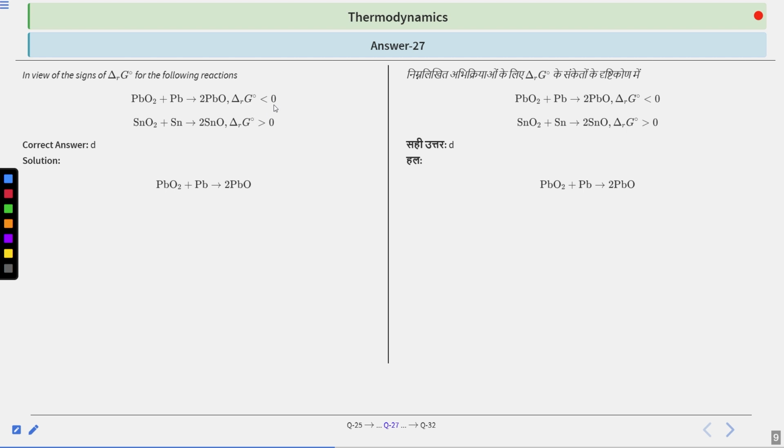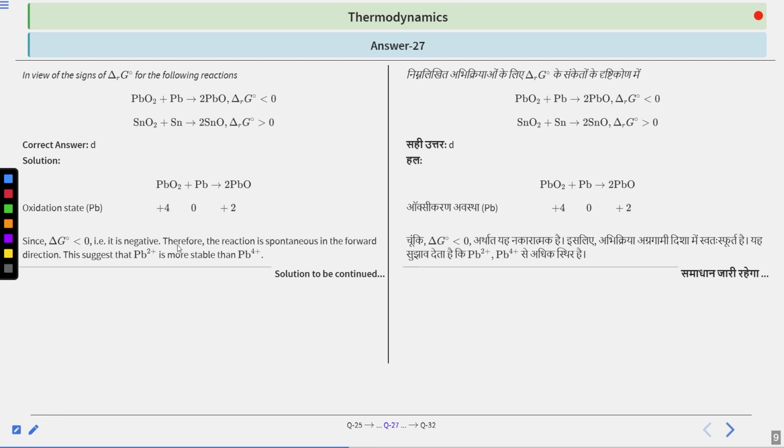Now, since this reaction is feasible, PbO2 will go to PbO, so it goes from plus 4 to plus 2. Since delta G is negative, the reaction is spontaneous in the forward direction, which suggests that Pb plus 2 is more stable, as I have told you earlier. But what happens in the second reaction? We are considering that if delta G is negative, the reaction will proceed and you will get this oxidation state, meaning that one is more stable. Similar is the case here.